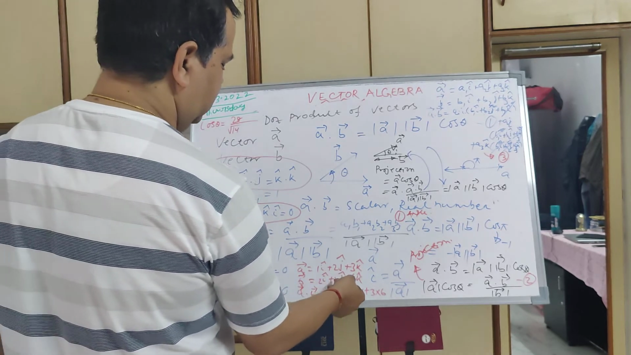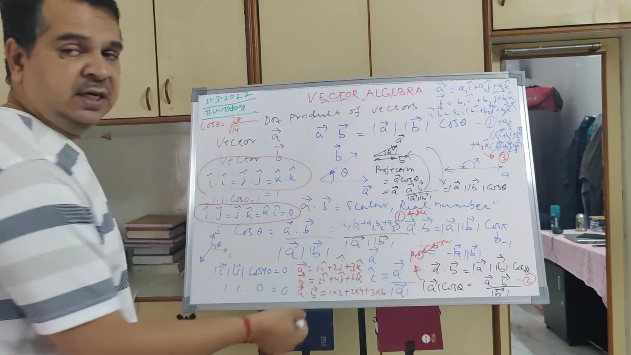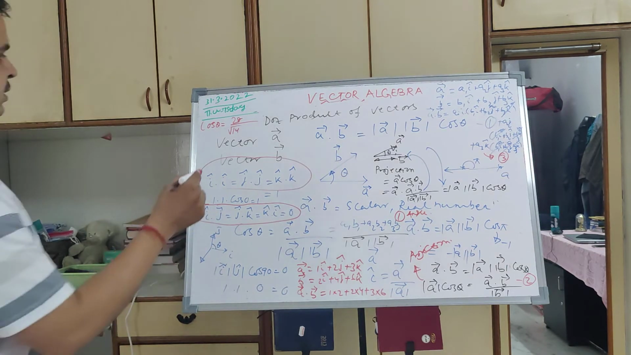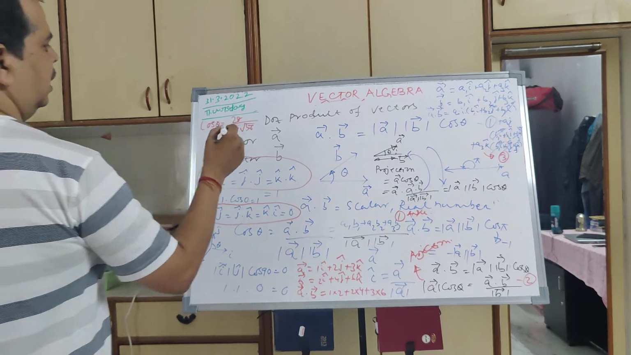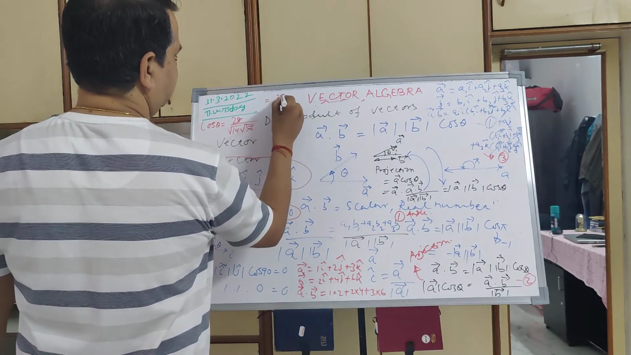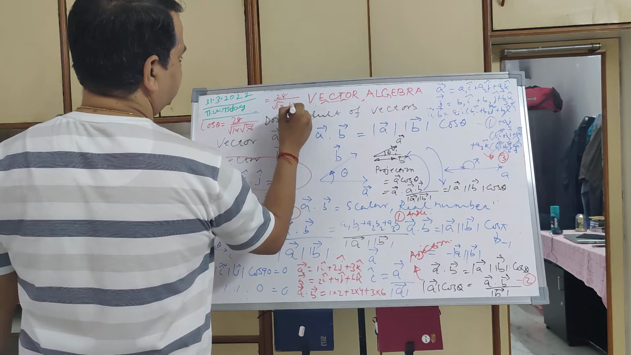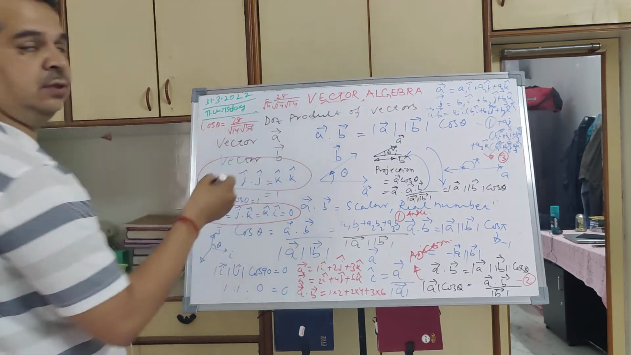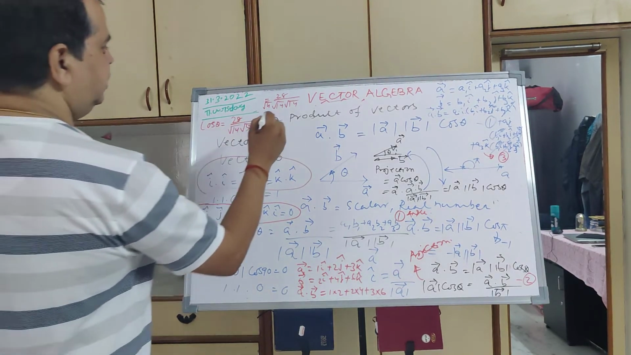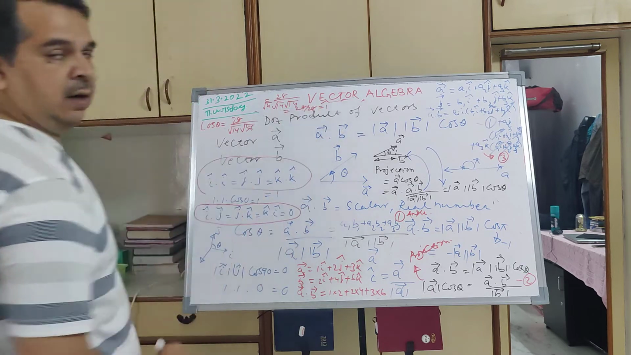Then the other one: 2 square is 4, 4 square is 16, 6 square is 36. 4 plus 16 is 20, plus 36 is 56, so the square root of 56. So now, how much is it? 28 divided by the square root of 14 times the square root of 56, which is 14 times 4, so it becomes 28 by 28, which is equal to 1.